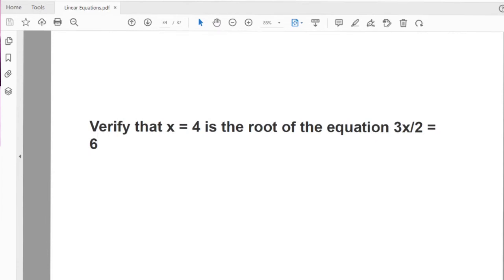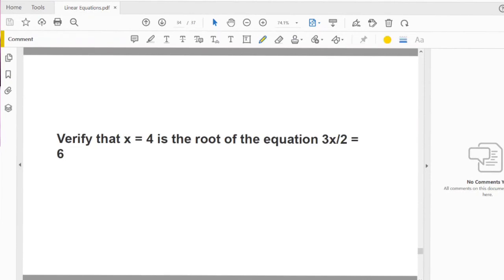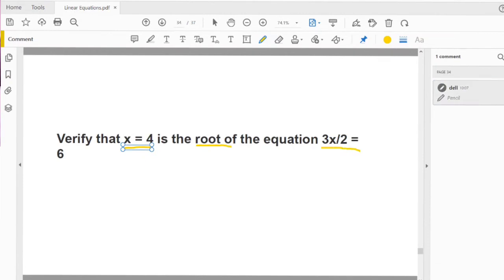So in order to find the answer to this question, what we will do is put the value x equals 4, which is the root of the equation, in our linear equation, and our linear equation is 3x by 2. So 3 into the value of x, which is 4, 4 by 2 equals 6. So 2 2's are 4, 3 into 2 is 6, which means now the LHS is equal to RHS, which literally means that x equals 4 is the root of the equation.